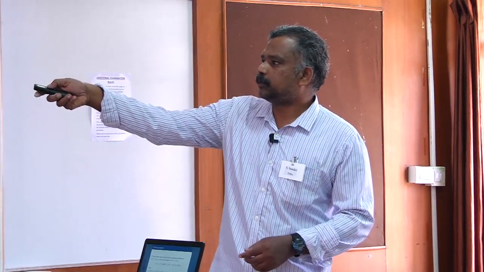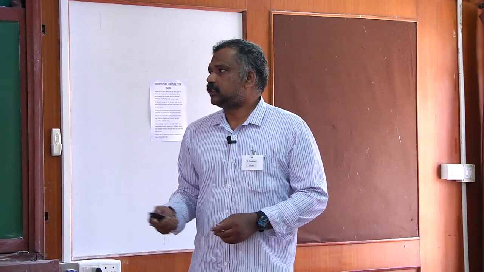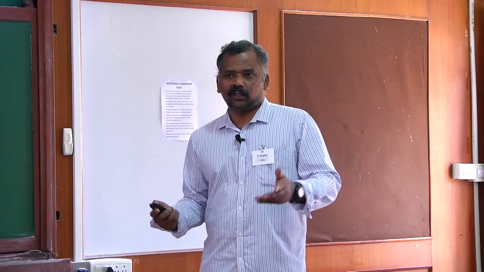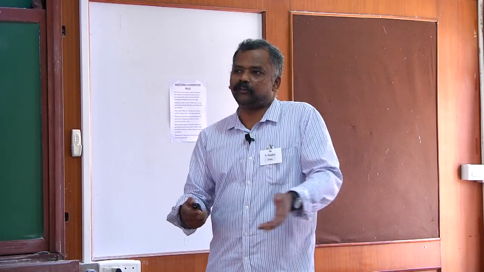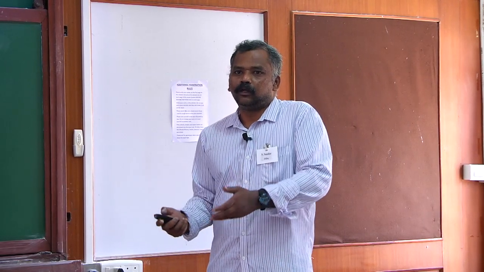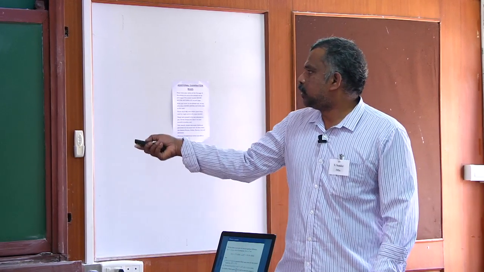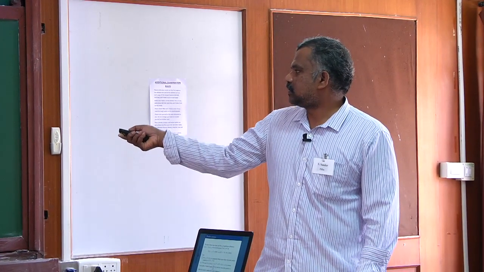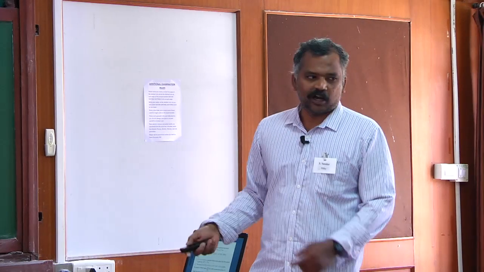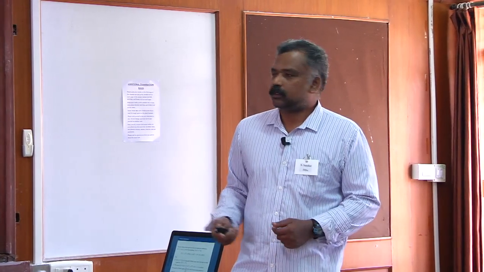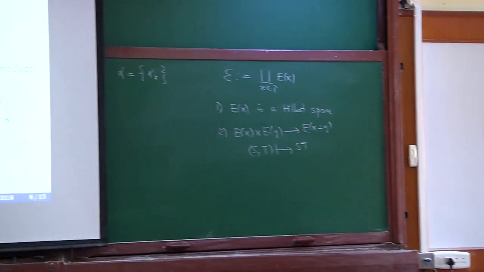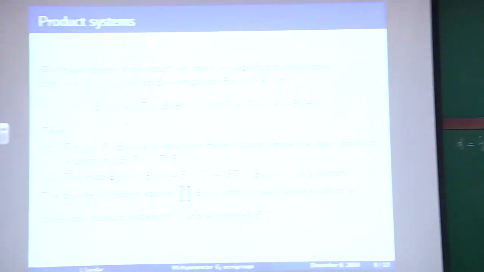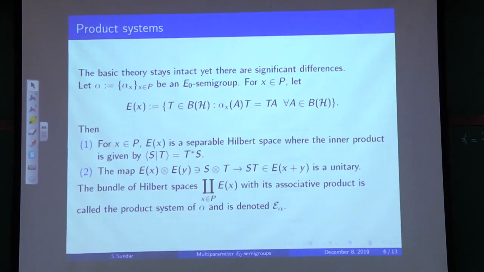And given any E0 semigroup, you have a product system. And the famous theorem due to Arveson is that two E0 semigroups are isomorphic if and only if the product systems are isomorphic. Moreover, any field of Hilbert spaces which has this product structure has to come from an E0 semigroup. So that is Arveson's theorem, and this is for the case of one parameter, that is when P is [0, infinity).